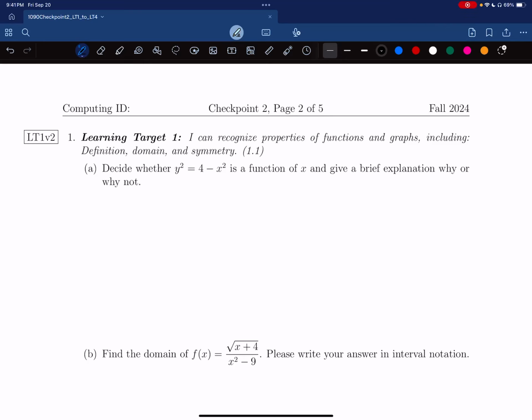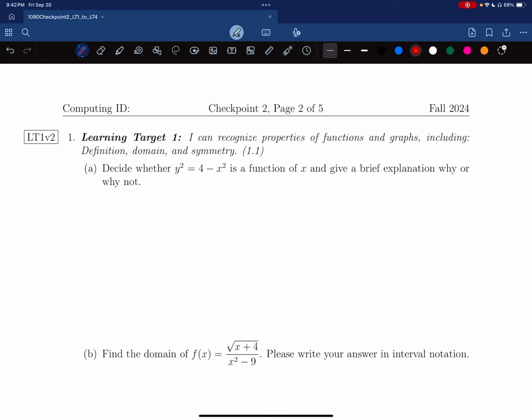Hey everybody, today we'll be doing a video for our first learning target, which relates to functions and graphs, and more specifically, the definition of a function, the domain of a function, and the symmetry of functions. So our first question asks us to decide whether this equation here is a function of x and then give an explanation of why or why not.